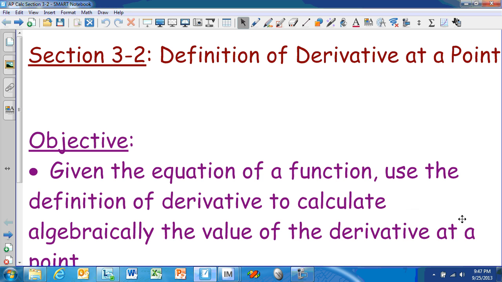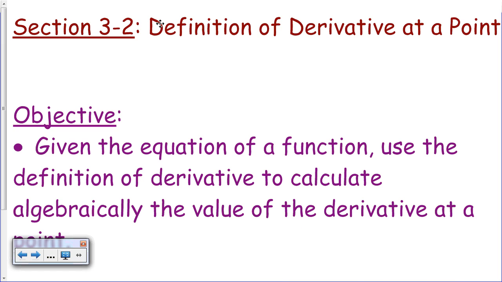Section 3-2, entitled Definition of Derivative at a Point. The objective of this section is, given the equation of a function, use the definition of derivative to calculate algebraically the value of the derivative at a point.